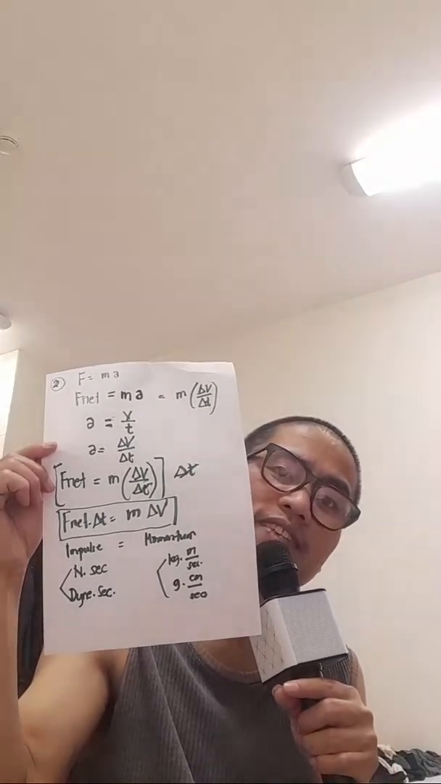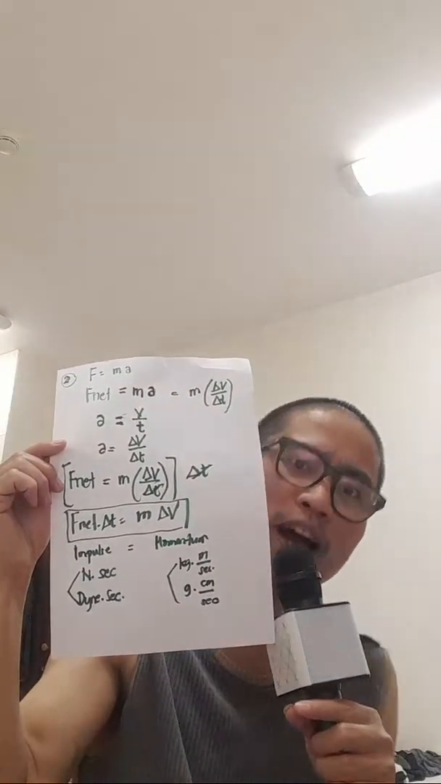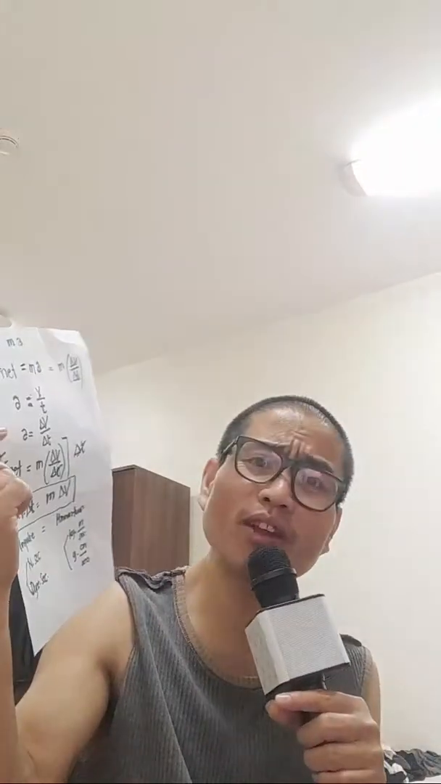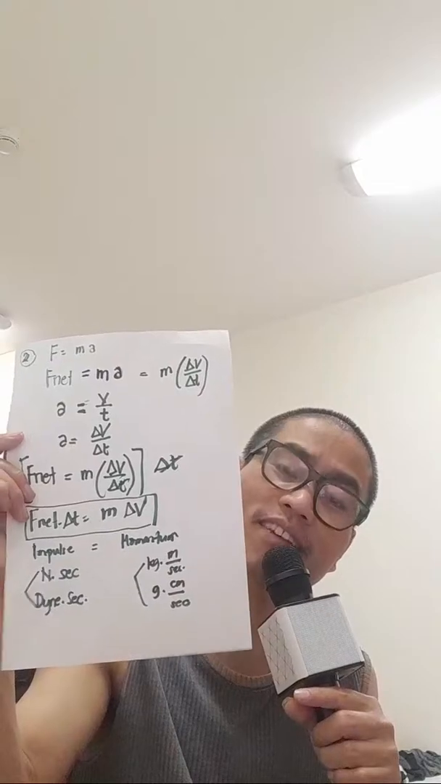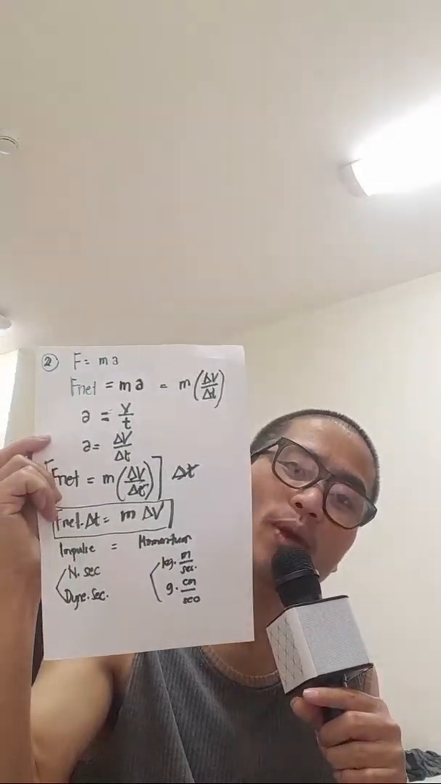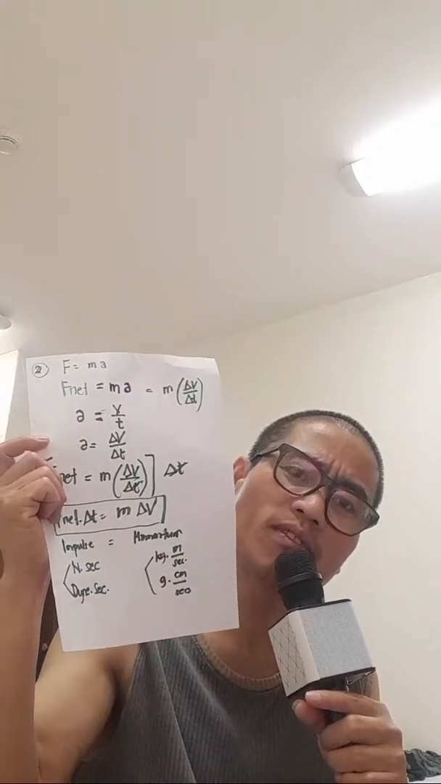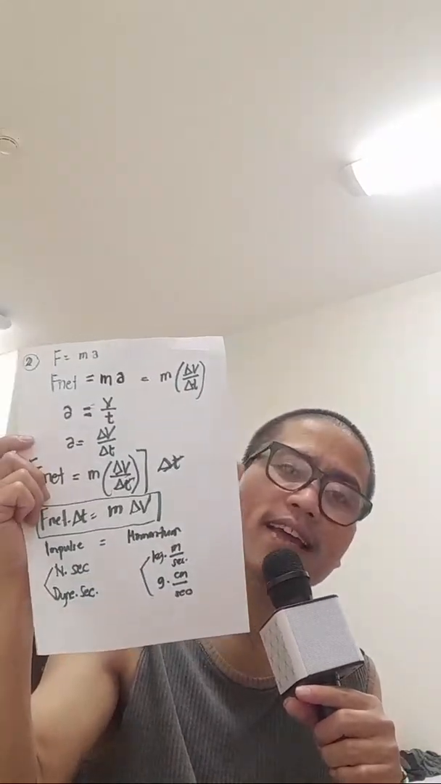And delta V is equal to the final velocity minus the initial velocity, not volume. I confused myself again with the V; I must change this to a small letter v or a capital V. Never mind. So this is the equation we will be able to use for the law of conservation of momentum. The unit of impulse is Newton second, or it could be dyne second.